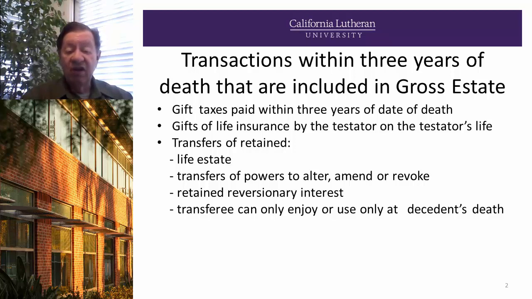A retained reversionary interest that can occur within 3 years of death. And that is a trick one many times on a quiz or a CFP exam, because it'll say John gave Mary a life estate in the house. Well, by not naming who the future interest is, that makes it a reversion, and therefore that reversion will be included in the estate. And the transfer you can only enjoy or use at the decedent's death. So if I cannot get access to something until I die, or you cannot get access to something until I die, that would be included in my estate.